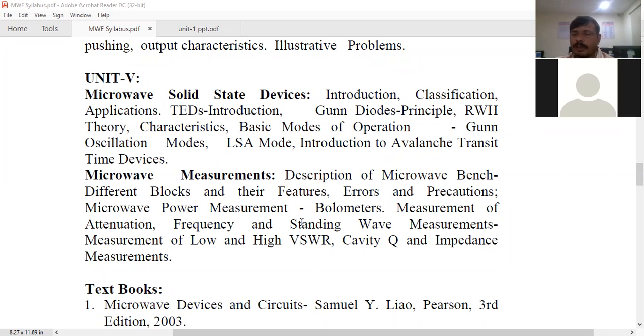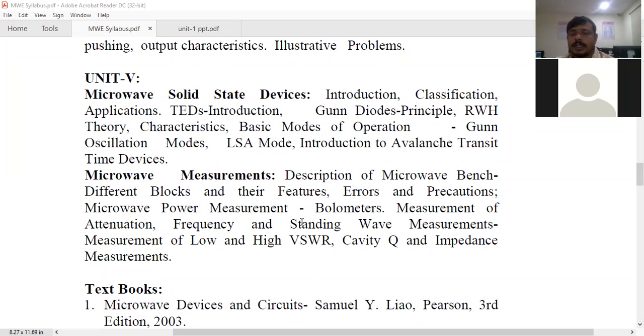And so VSWR, voltage standing wave ratio, we are going to measure by using this microwave bench. Impedance measurement also we can do by using this. Here, this part B of the fifth unit, we have the microwave measurements that we already do in your laboratory. The same thing I'm going to explain here once again: how to measure these things. Okay, I think now you have some clarity.